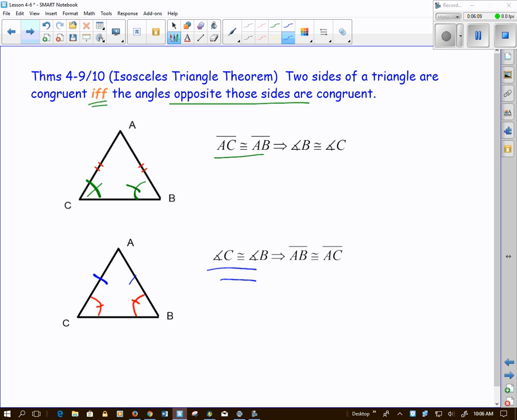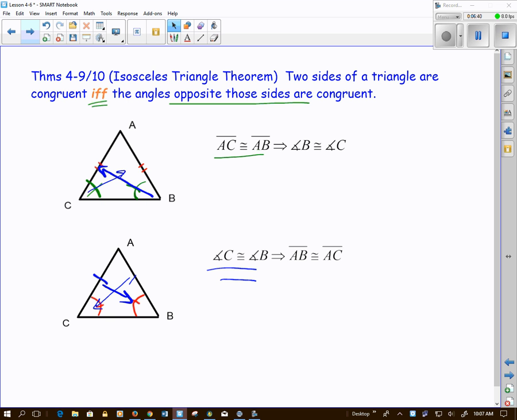So when we're talking about the side opposite the angle, if I'm looking at angle C on the top one here, side AB is the opposite side. And if I'm looking at angle B, then side AC is the opposite side. Down in the bottom, if I'm looking at side AC, the opposite angle is angle B. If I'm looking at side AB, the opposite angle is angle C. So always going across the triangle there.